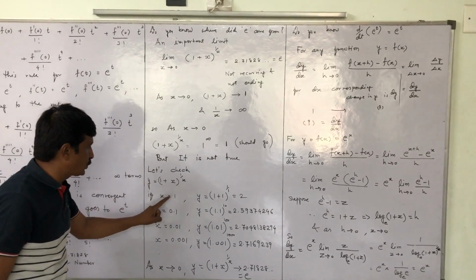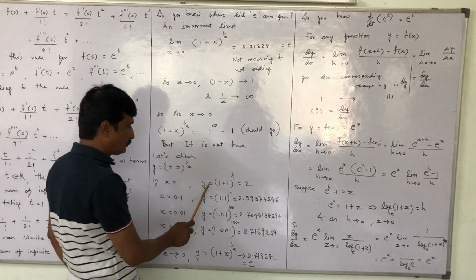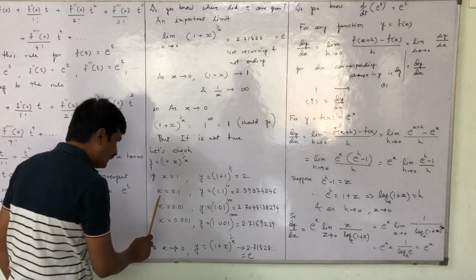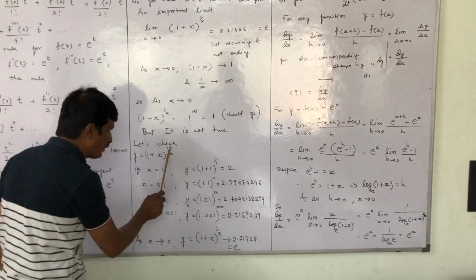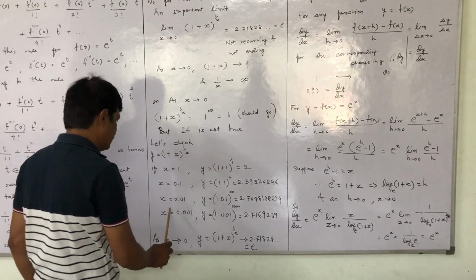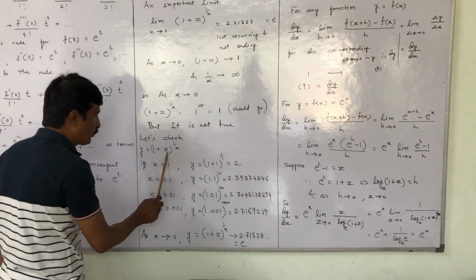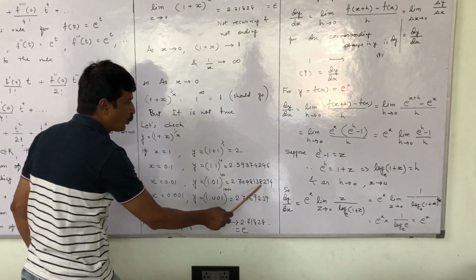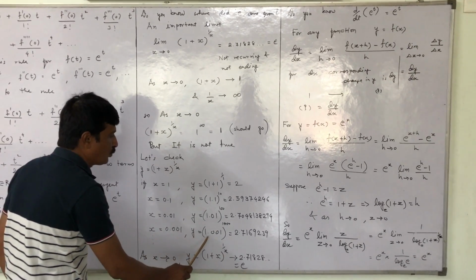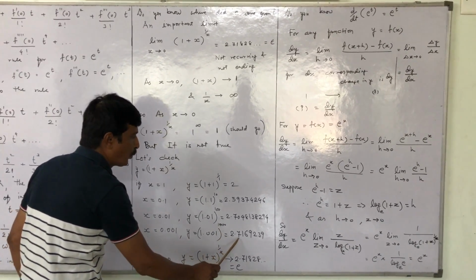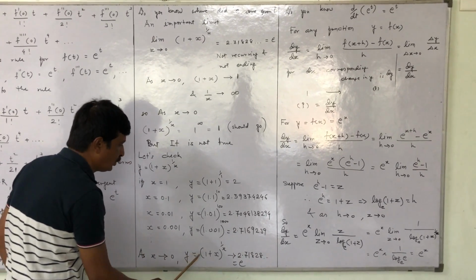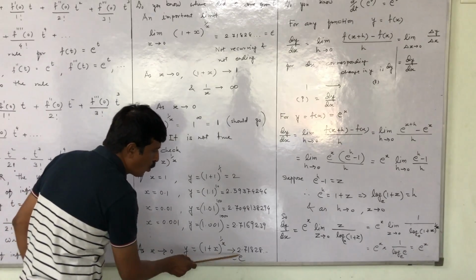y equal to 1 plus x raised to 1 upon x. If x equal to 1, y equal to 1 plus 1 raised to 1 upon 1, it is 2. If we take x equal to 0.1, this one is 1.1, this one becomes 10. So 1.1 raised to 10, it is 2.593746. If we take x equal to 0.01, 1.01 raised to 100, it is 2.70481389294. And if we take x equal to 0.001, y equal to 1.001 raised to 1000, 2.7169239. And as x tends to 0, 1 plus x raised to 1 upon x goes to this number.